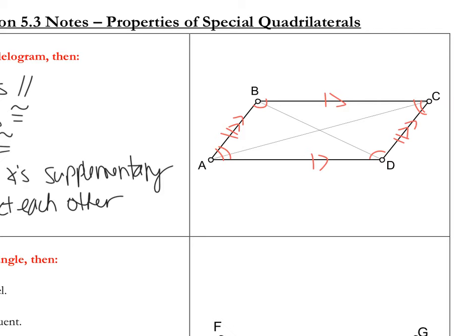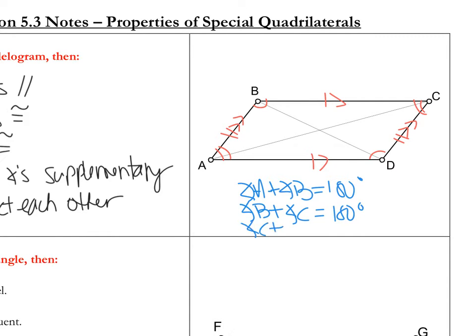So, for example, angle A plus angle B equals 180. And we could say angle B plus angle C equals 180. And we could keep going. We could say angle C plus angle D equals 180. And then we can also say angle A plus angle D equals 180. So basically, any 2 angles that are consecutive, so right next to each other.